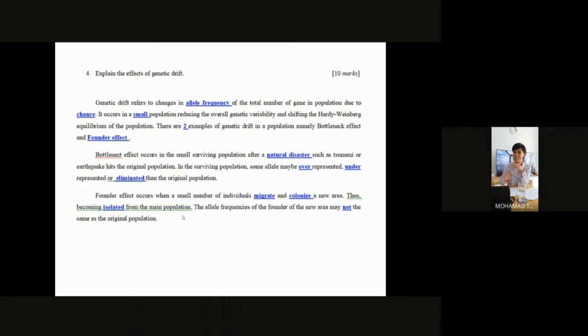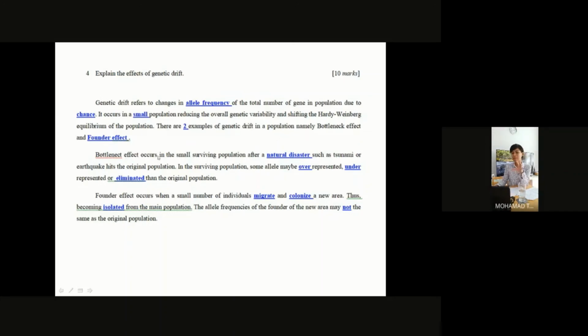So there are two examples. It occurs in a small population, reducing the overall genetic variability and shifting the Hardy-Weinberg Equilibrium. Dah ada berlaku dekat dalam small population. Dia dah langgar first punya Hardy-Weinberg assumption tu. So of course lah dia akan shift the Hardy-Weinberg equilibrium of the population. Population to become no longer in equilibrium. There are two examples of genetic drift in a population, namely bottleneck effect and also founder effect.